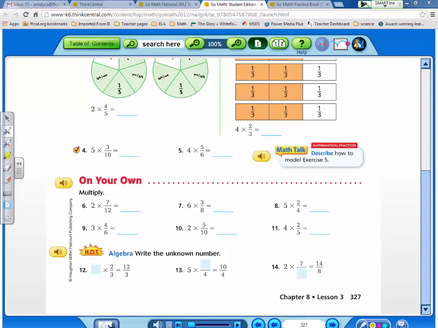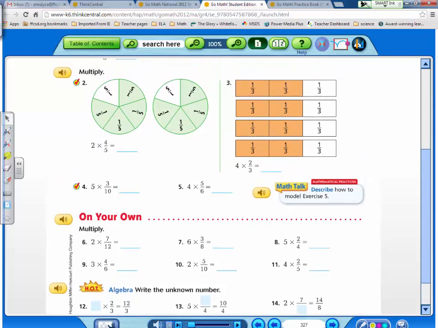So if we take a look at the models that we have here, we have two groups. Here's group 1 and here's group 2, and that's signified by this whole number 2. And each group has 4/5 in them. So we can see that this group has 4/5 right here, and this group has 4/5 right here. So two groups of 4/5 is 8/5.